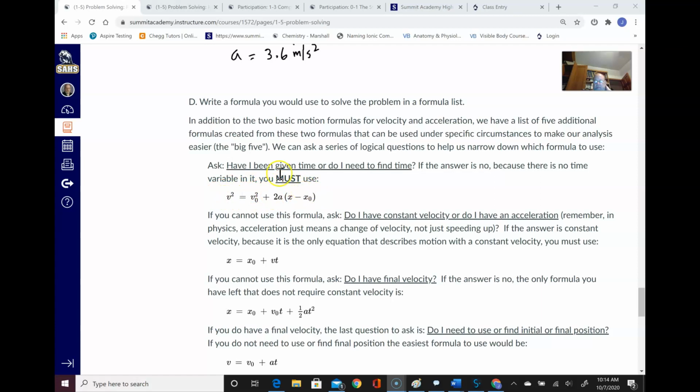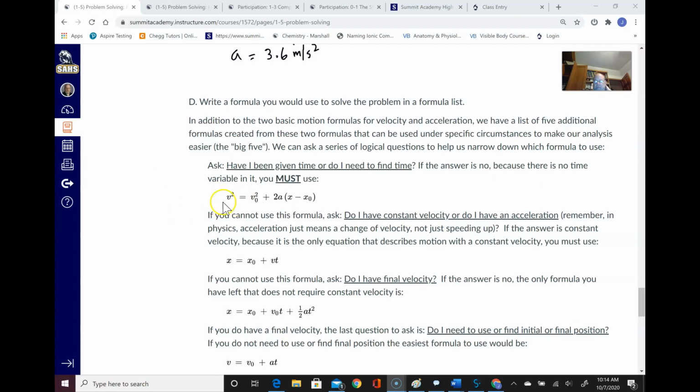You have to use this formula. Okay? So if you ask yourself the question, do I have time or do I need time, and the answer is no, you already know what formula to use. It has to be this one. And in our list, that's the last formula, so I'll oftentimes call it the last formula.